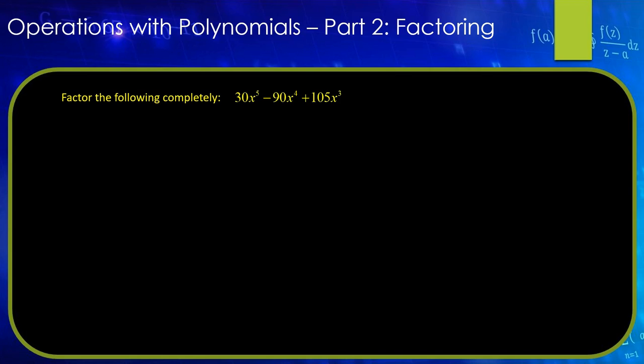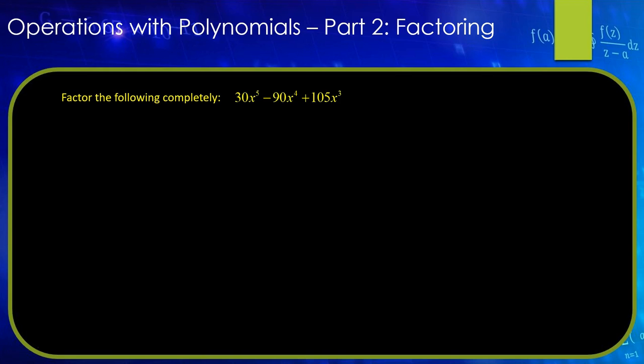So for this one here, first of all, I'm not seeing a quadratic. I'm seeing x to the fifth, which is a degree 5. So this is not going to be handled the same way, at least not initially. But I look at all three terms, all of them have x's in them. So that means I can factor out some power of x.